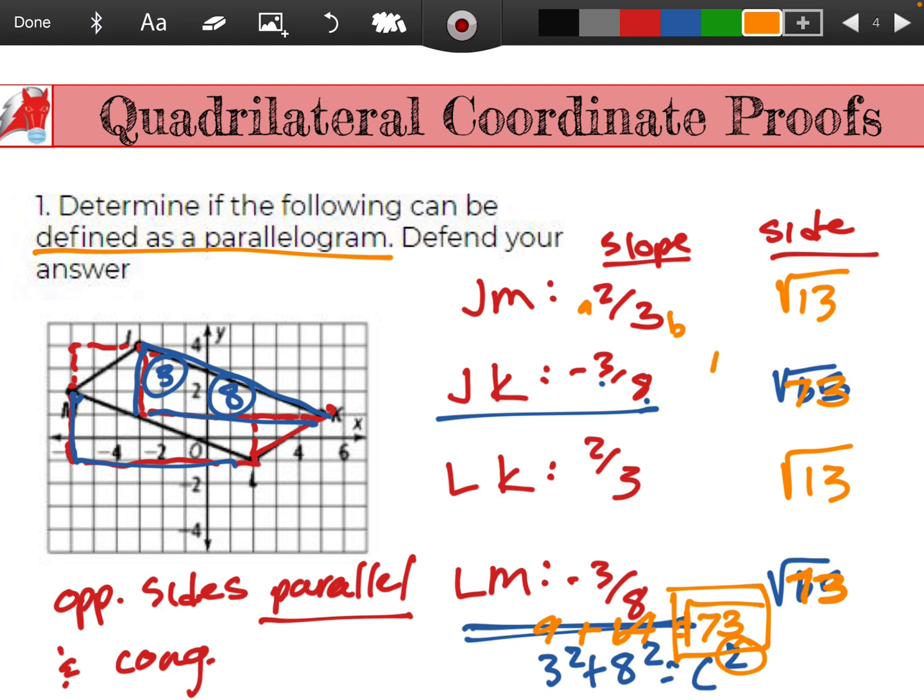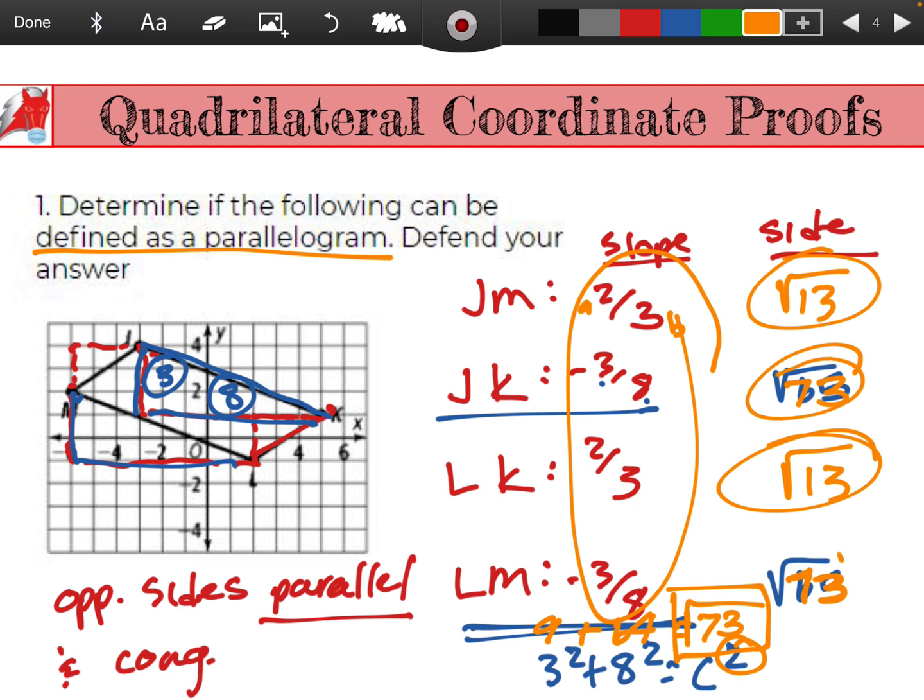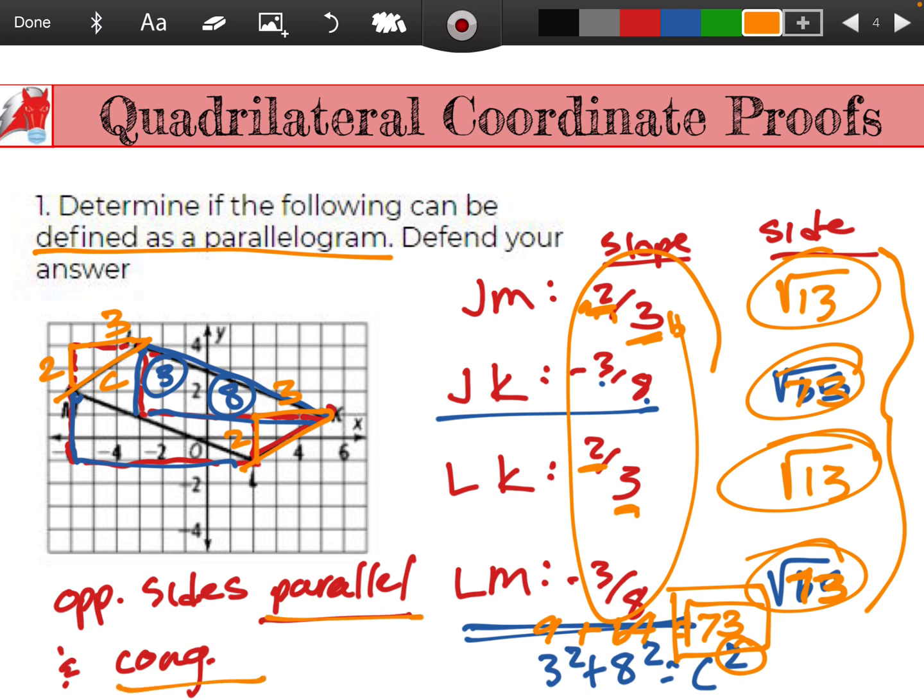So I want to define it as a parallelogram. I can. My opposite slopes are the same. My opposite sides are congruent. Okay, and I actually know that my sides are going to be congruent even before I do this piece, because if my slopes are the same, I'm using the same parts. If I do my triangle here and find C, right, 2 and 3, and it's the same thing here, 2 and 3, it has to be congruent. Okay, so those two parts fit. It's congruent, it's parallel, yes.